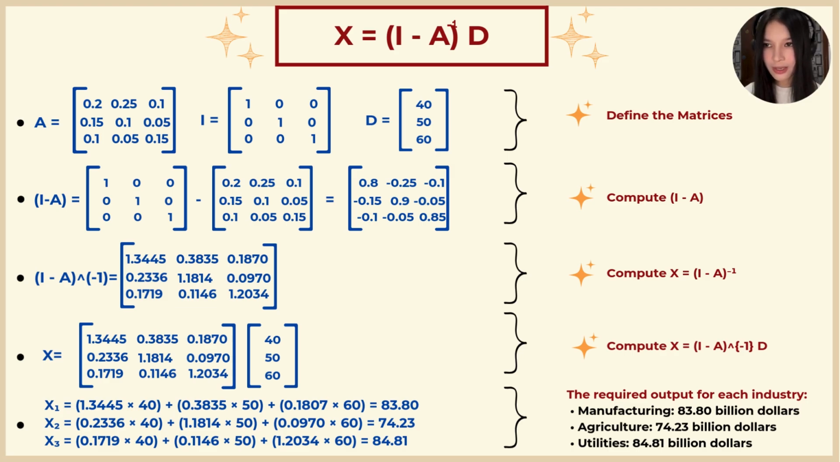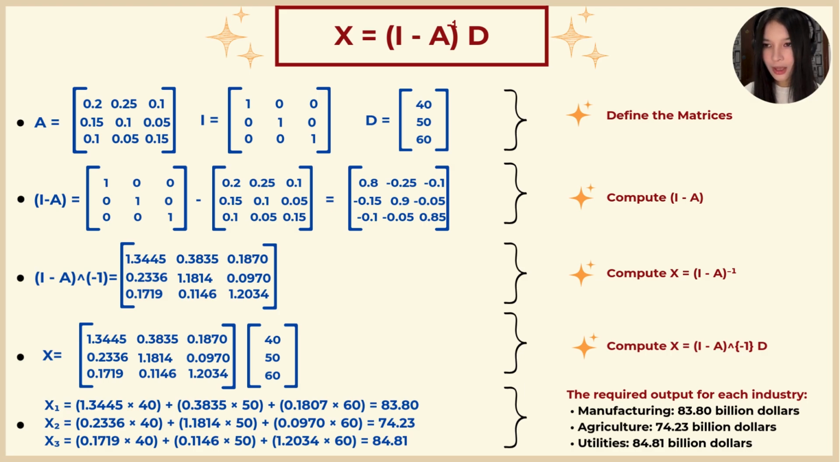Moving to the last step, we have to compute the production matrix X. Finally, to find the production matrix X, we multiply the Leontief inverse matrix (I minus A) to the power of negative 1 by the final demand matrix D. Matrix multiplication is done as follows. For the output needed for the manufacturing sector, X1, we take the first row of (I minus A) to the power of negative 1: 1.3445, 0.3835, and 0.1870, and multiply it by the elements of D, 40, 50, and 60, and then add the results.